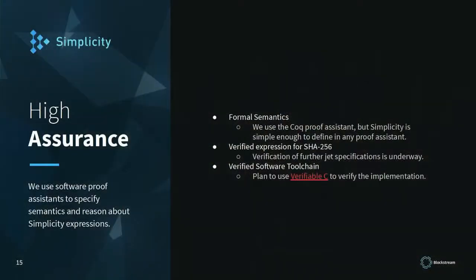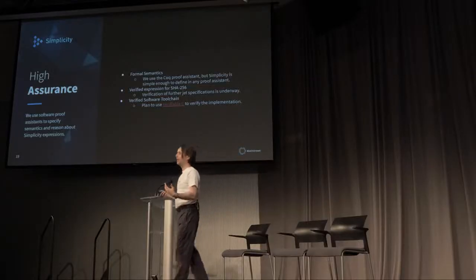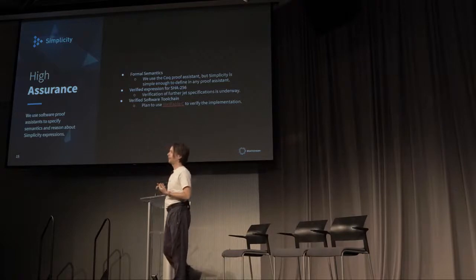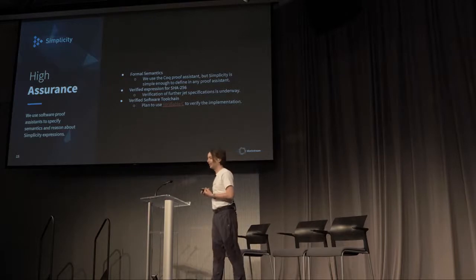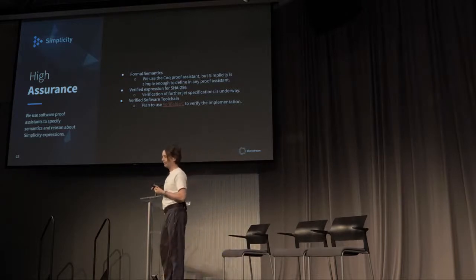So one of the goals here is high assurance. That's part of what we're talking about here today. So we want to use software proof assistants to specify semantics and reason about Simplicity expressions, not only for jets, but also for the programs that people develop. Because if you're going to secure $100 million worth of value by one of these programs, maybe it's worth spending a few $100,000 or tens of thousands of dollars to verify it. It might be a good return on investment.